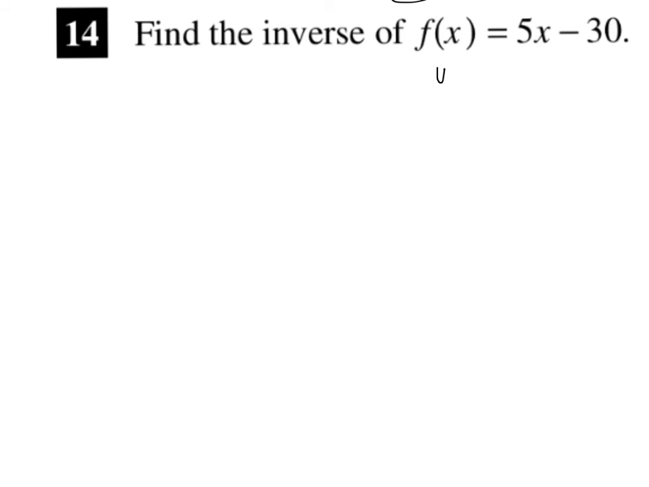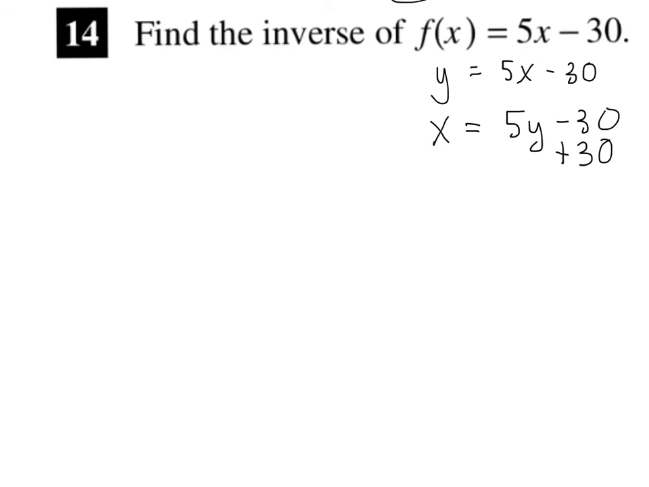Same first step on number 14. I'm going to flip the x and the y. So x equals 5y minus 30. We need to get the 30 on the other side. So x plus 30 is 5y.